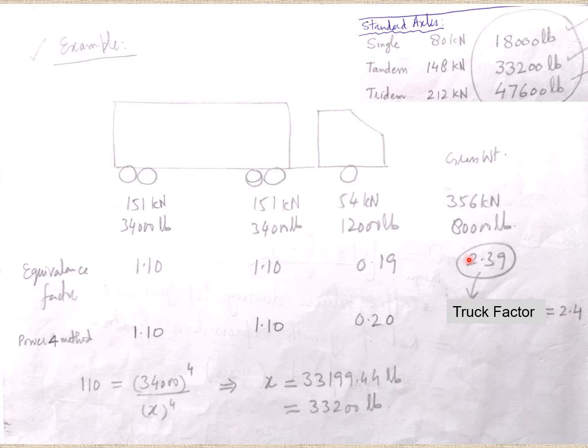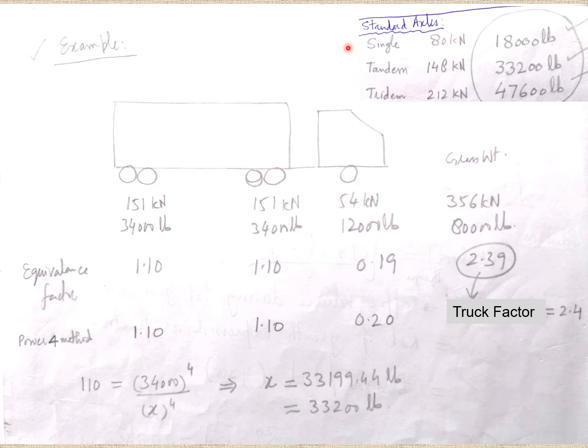So that is very, very close. If you have access to the table developed by AASHTO for different axles, you can get the equivalence factor directly without any problem. But if that table is not with you, then you can estimate the equivalency factor by using the power 4 method, and you can see that you get almost the same truck factor. So the truck factor is the load equivalency factor, or simply the equivalency factor for the given vehicle.